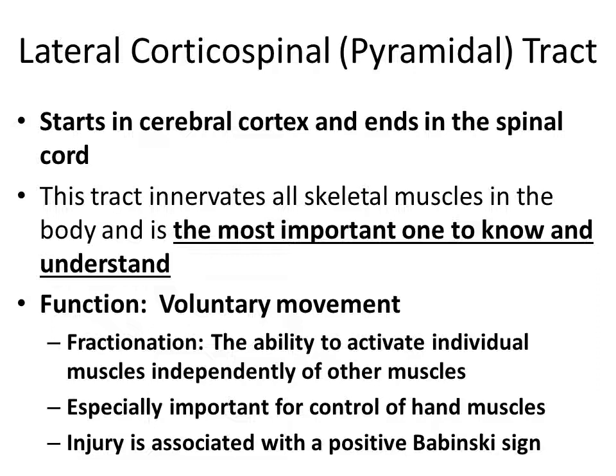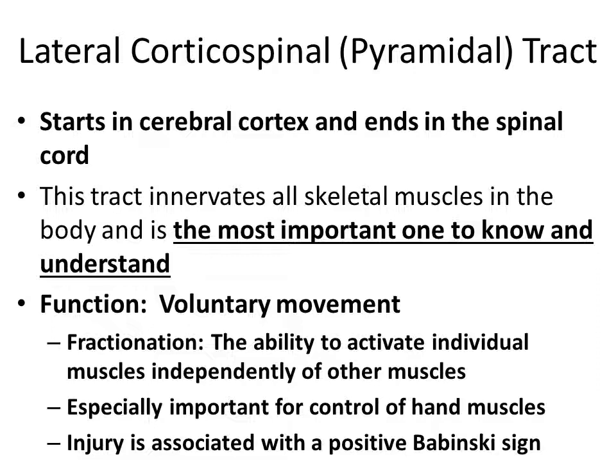A critical feature of this tract, and this is the only tract that can do this, it allows for fractionation. Fractionation is the ability to contract muscles independent of other muscles. So you can contract a muscle without having to contract all of its synergists. Instead of making a fist, we can flex a single digit. Now, we've got some limitations because of the way the tendons are hooked together. But you can straighten up, let's say, your index finger and not extend the other digits of your hand. You can extend your pinky finger and not extend the other digits of your hand.